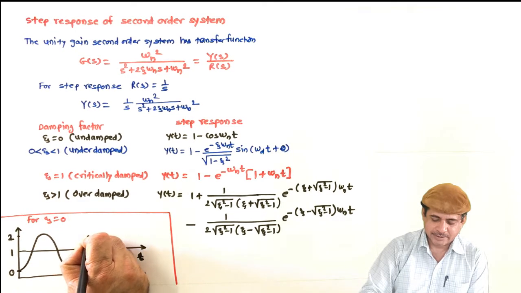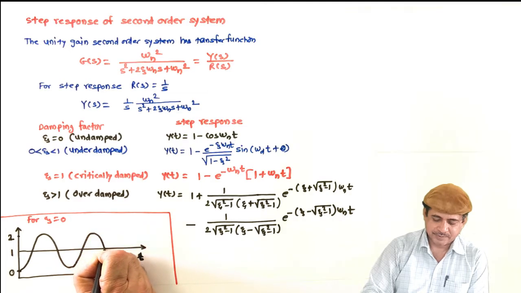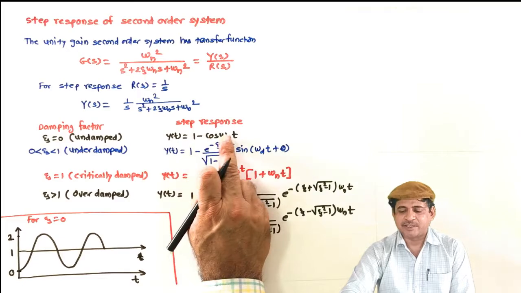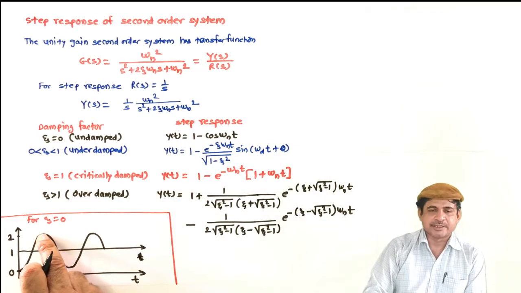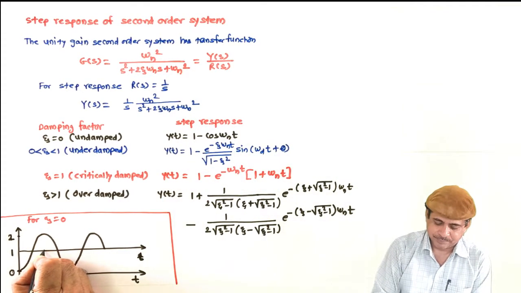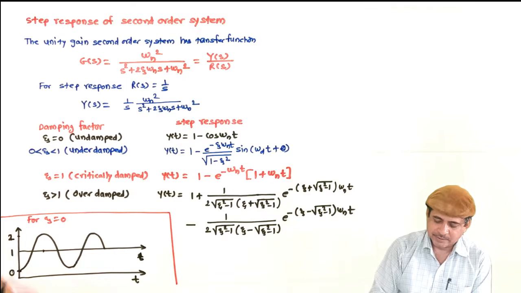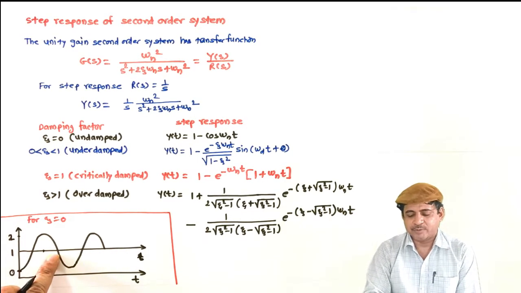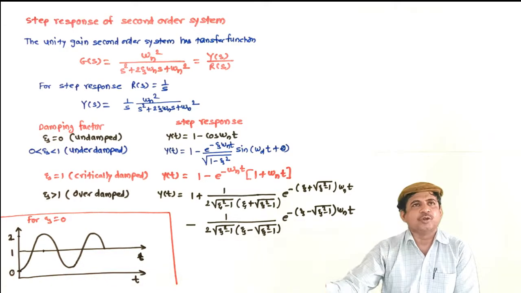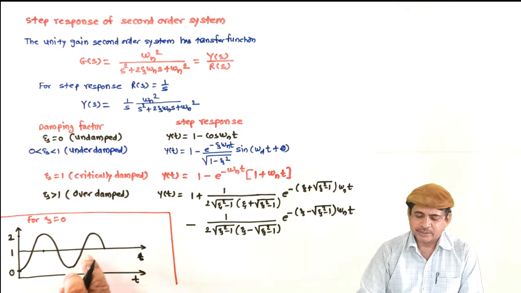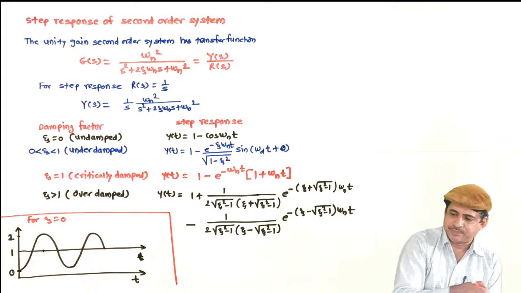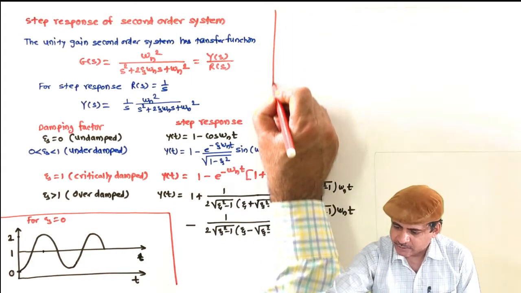When omega n t is pi, cos pi is minus 1, 1 minus minus 1 is 2. So this is the case when omega n t is pi here. Then this is the case when omega n t is pi by 2. Again omega n t is 3 pi by 2 and so on. So this is the step response for undamped system. And now let us see it for the remaining three.